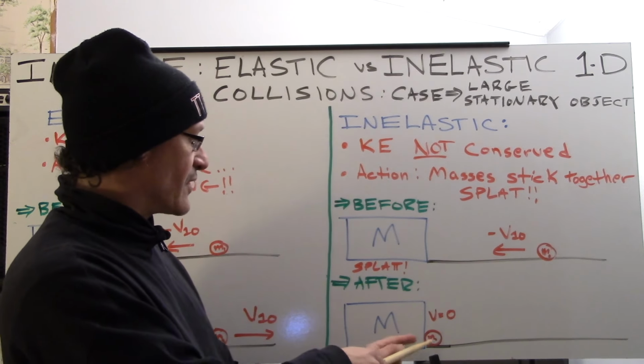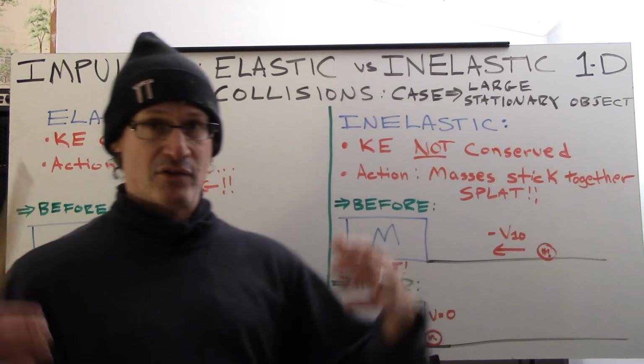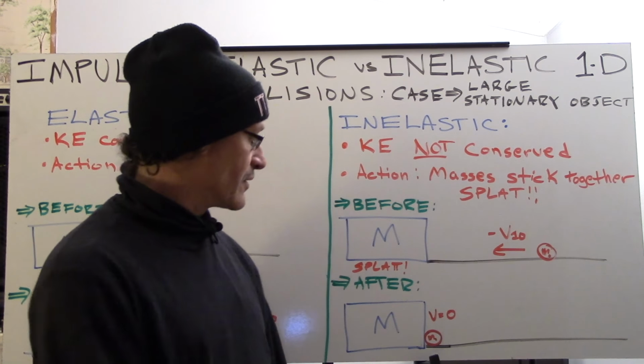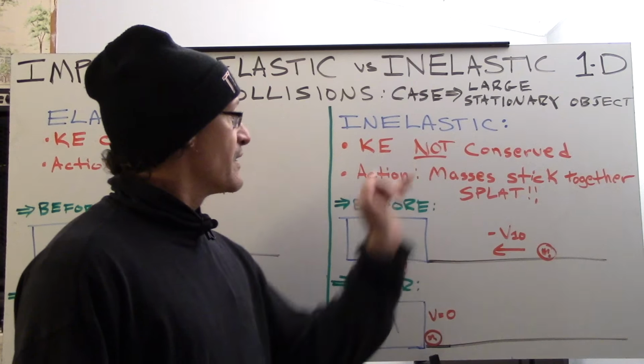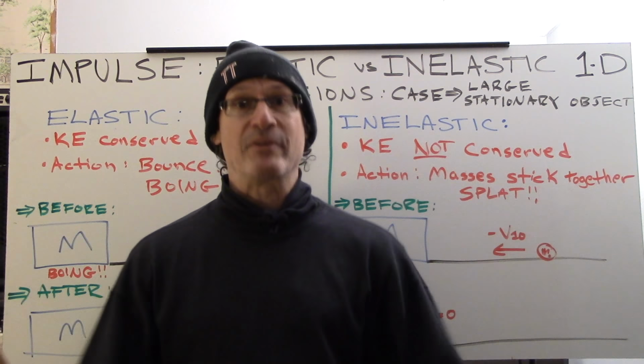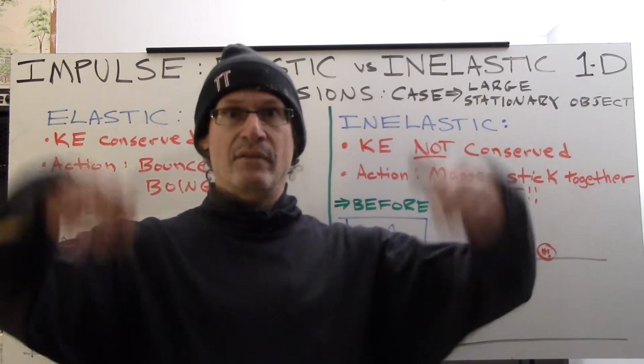The big object and the little object stick together, but there's no velocity. It just kind of smooshes up against the wall, and there's just no motion over here. That's the inelastic case. So let's look at what happens with impulse in the next pane.